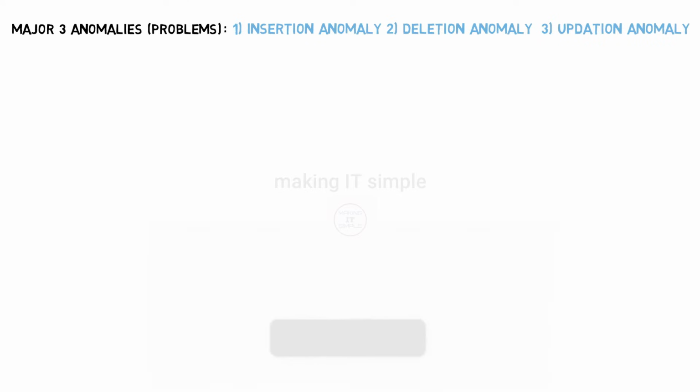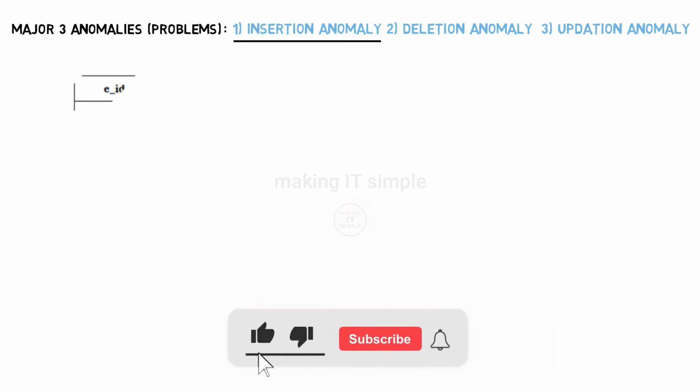Majorly there are three problems that arise due to redundancy in a database table. First one is insertion anomaly, second one is deletion anomaly and third one is updation anomaly. Let us first see about insertion anomaly.